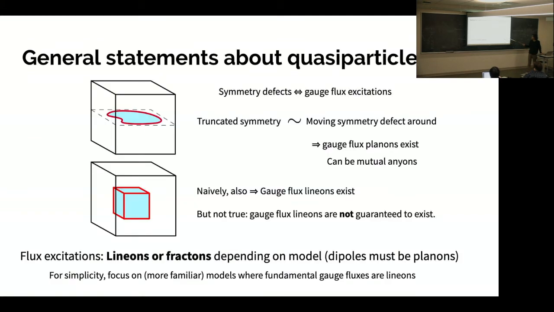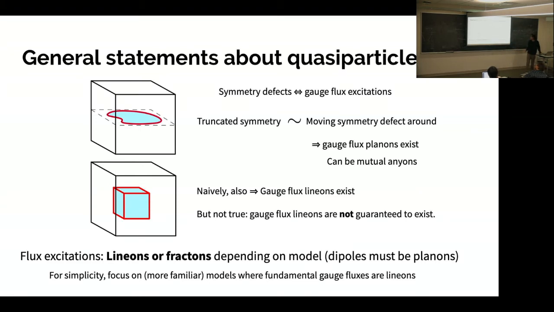And okay, so now what about the possible gauge flux excitations? Well, you can sort of think of gauge fluxes as coming from symmetry defects. So if you look at a single planar symmetry on your SSPT side and you truncate it to some region, this corresponds to moving a symmetry defect along the boundary of this region. And so what you can conclude from this is that, well, gauge fluxes must exist, planons must exist. So there must be some combination of gauge fluxes that can move along a two-dimensional plane that will enact this transformation.